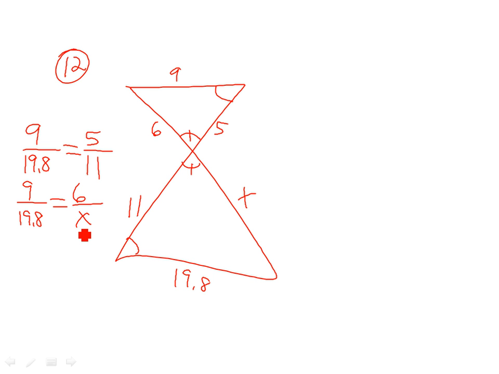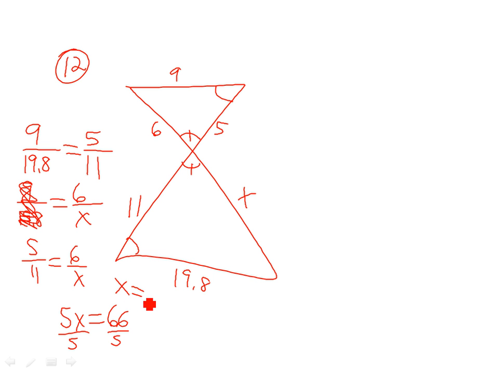Now, I probably wouldn't use the 19.8. Could we have just as easily said 5 over 11 equals 6 over x? Yeah. Is that easier multiplication? Yeah, 5 times x is 5x. 6 times 11 is 66. Now what? Divide by 5. You can give me a decimal answer this time, because did we start off with decimals in the problem?